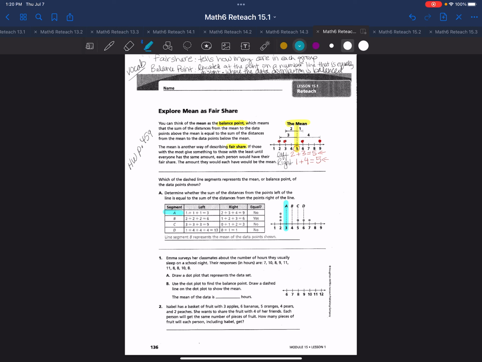Okay, let's look at the next line segment, and that would be B. Going to the left, again there are three dots on the number 2. From segment B, that's 2 plus 2 plus 2, which equals 6. Now looking at the points to the right, there's one at number 5, which is 1 point away from 4, another dot at 6, that's 2 away from 4, and number 7, that's 3 away from 4. So that's 6, and are they equal? Yes, 6 equals 6.